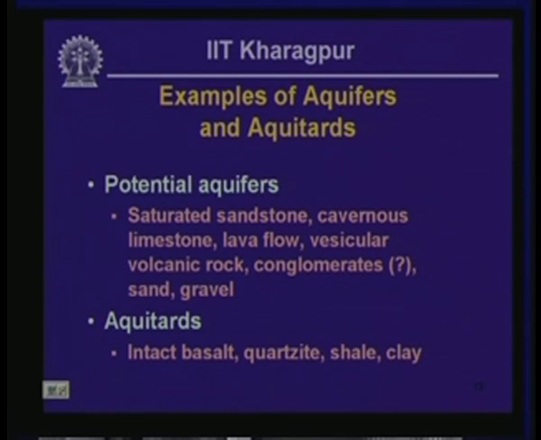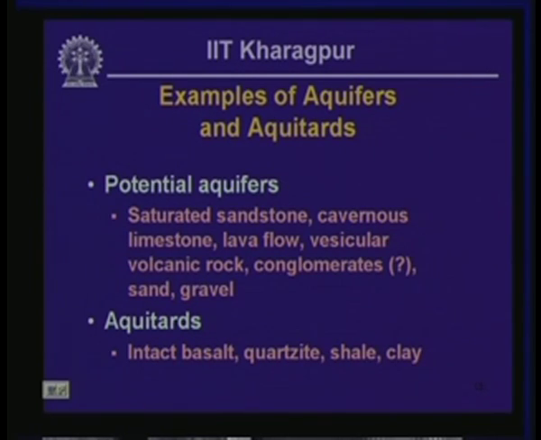Second is the types of aquitards. Intact basalt, quartzite, shale and clay are some examples of aquitards, because if they are massive and relatively free from planes of weakness such as joints, shear zones and faults, they are not very good conductors of groundwater.